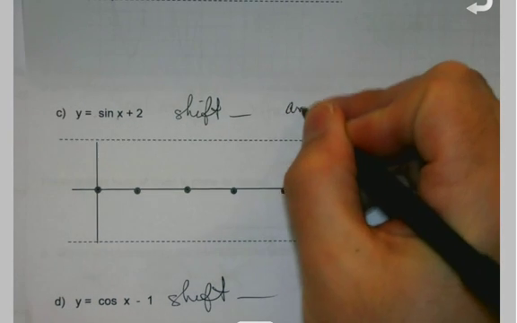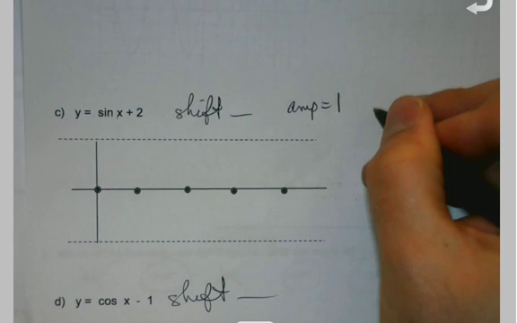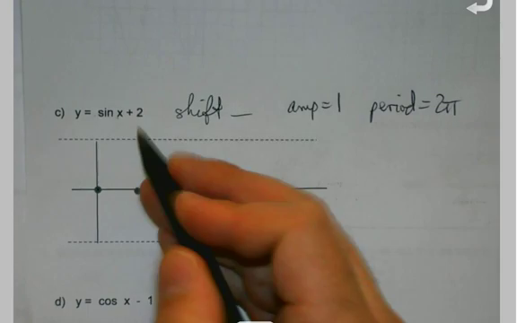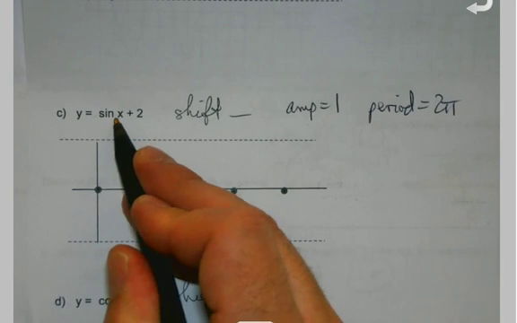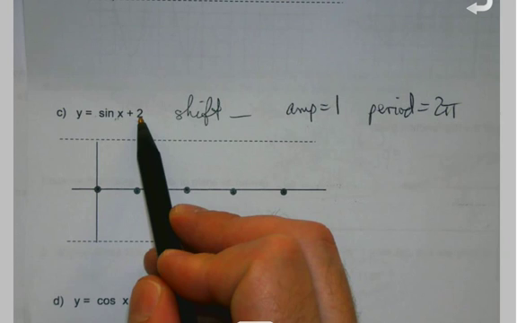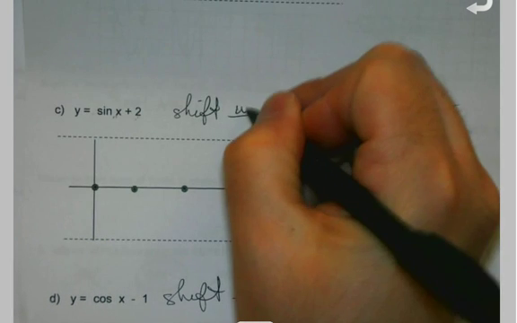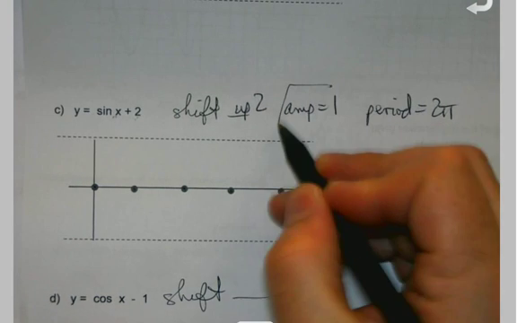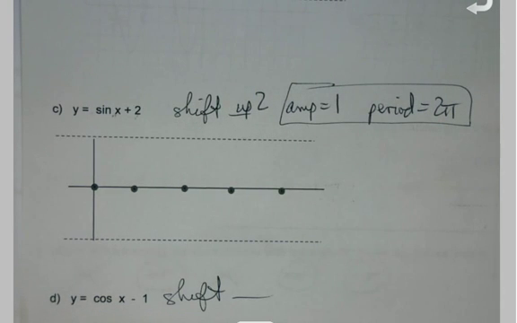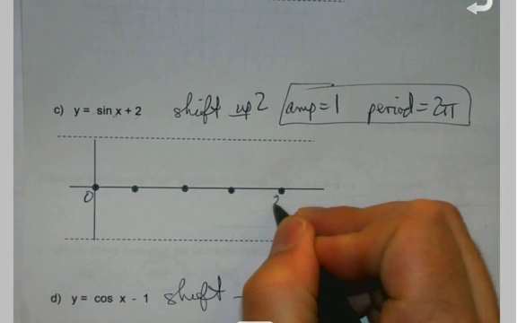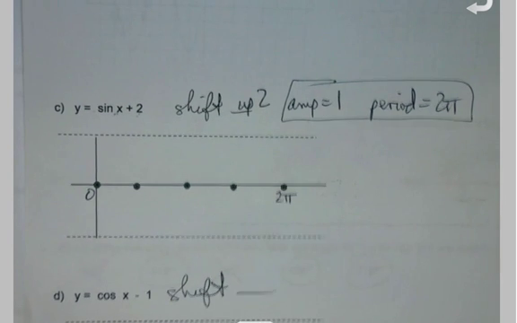So the amplitude would be 1. And what would my period be? 2 pi, because there's no number in front of my x here. So if that's true, if none of these change, what's that plus 2 mean? We're shifting up 2. Okay? So like we did before, I would graph this without the up part first. So we still have to have our 5 points. So I know I start at 0. And since my period's 2 pi, I know I end at 2 pi.